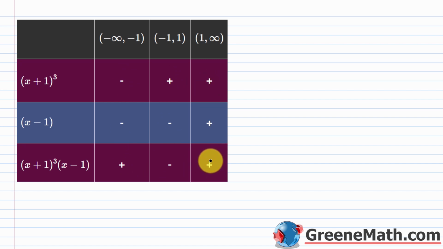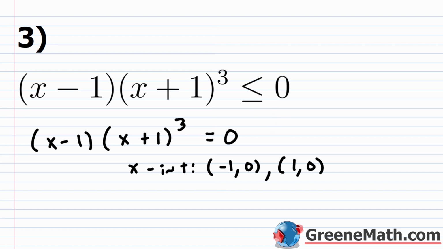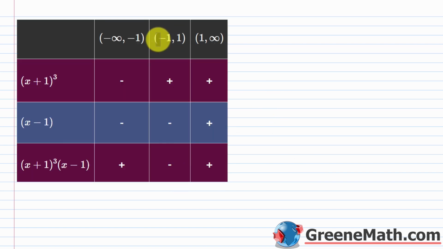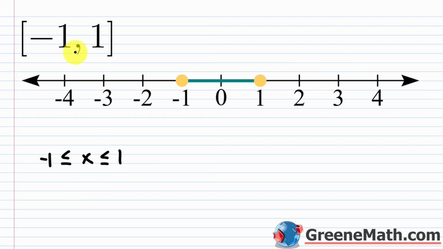So if we're looking for where this is less than or equal to 0, then what we want is this interval right here, but you want to include the endpoints because we have the less than or equal to. So we'll say that x is greater than or equal to -1 and less than or equal to 1. Again, I already have the interval notation set up for us. So from -1 to 1, you have a bracket on each end because they're both included because we had a non-strict inequality.